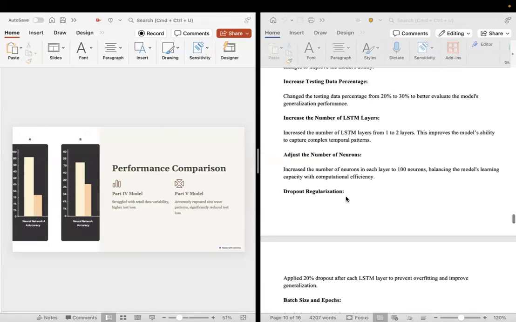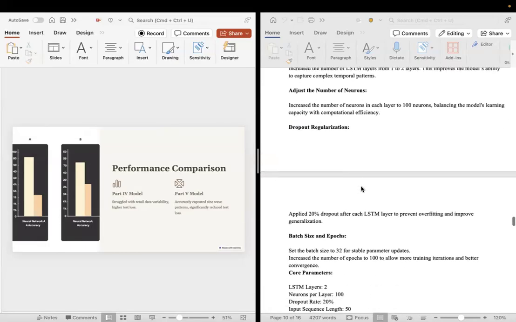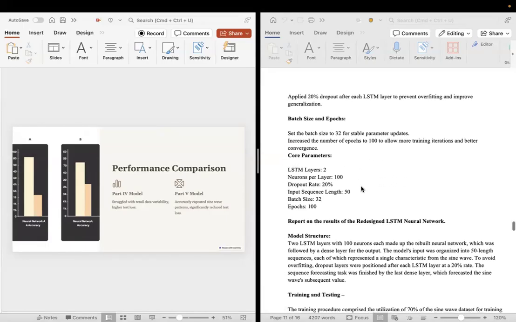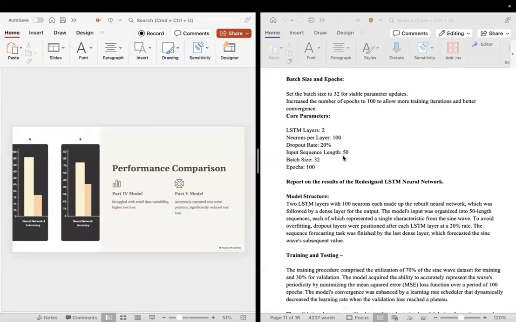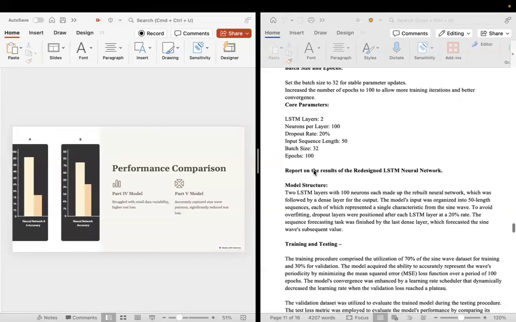Adjust the number of neurons. Dropout regularization. Batch size and epochs. Set the batch size to 32 for stable parameter updates. Increase the number of epochs to 100 to allow more training iterations and better convergence. Core parameters: LSTM layers 2, neurons per layer 100, input sequence length 50, batch size 32, epochs 100.